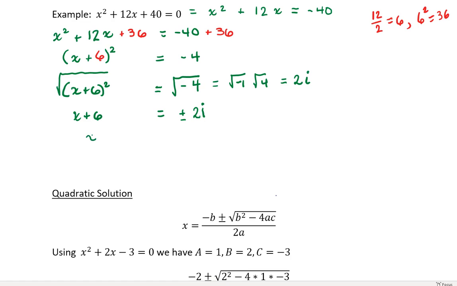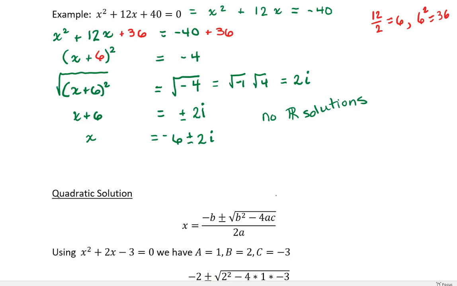Now, last step, I'm going to subtract my 6 to the other side. So I'm going to have negative 6, it's going to be a negative because I moved it over, plus or minus 2i. Alright? And this is my solution. This is a case of no real solutions, because we have that i going on. Whenever we have a negative under the square root, that's not going to work. We will not wind up getting a real solution.